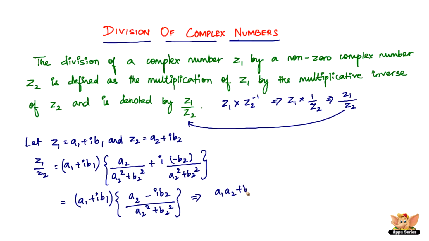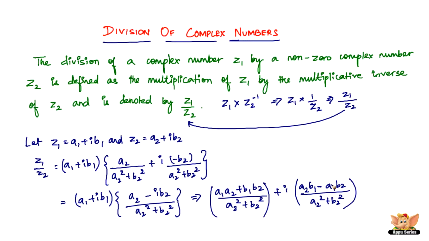A1 A2 plus B1 B2 divided by A2 square plus B2 square, covered with the whole brackets, plus i times A2 B1 minus A1 B2 divided by A2 square plus B2 square. So finally, this is what is equal to Z1 divided by Z2. So this is the division of complex numbers. If you have to actually divide two complex numbers, you just have to have two complex numbers. I'll just show you quickly here.